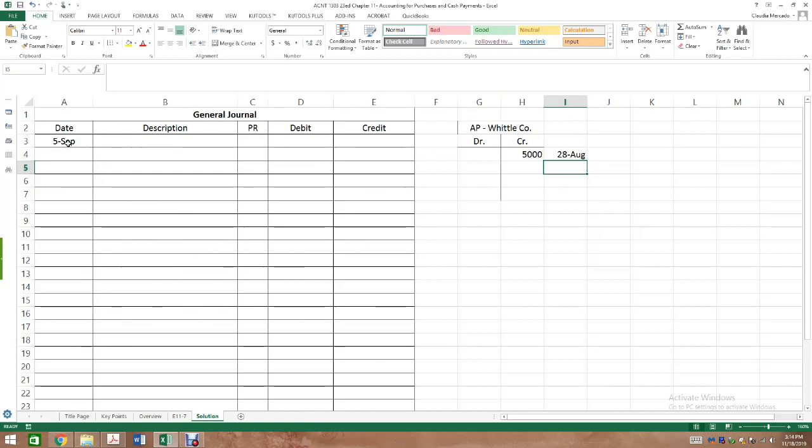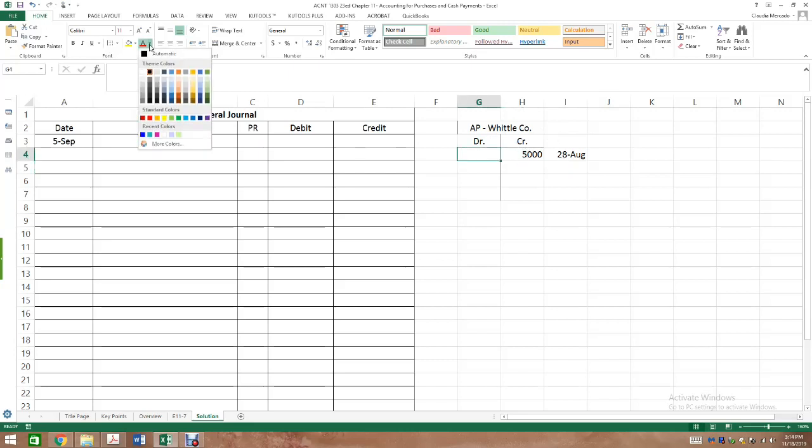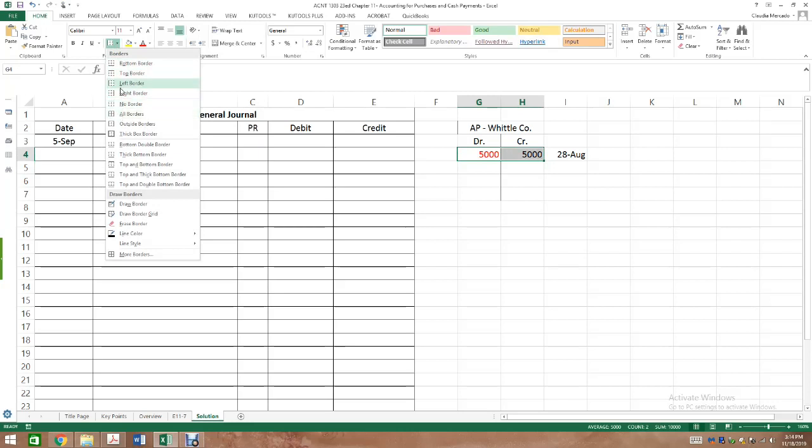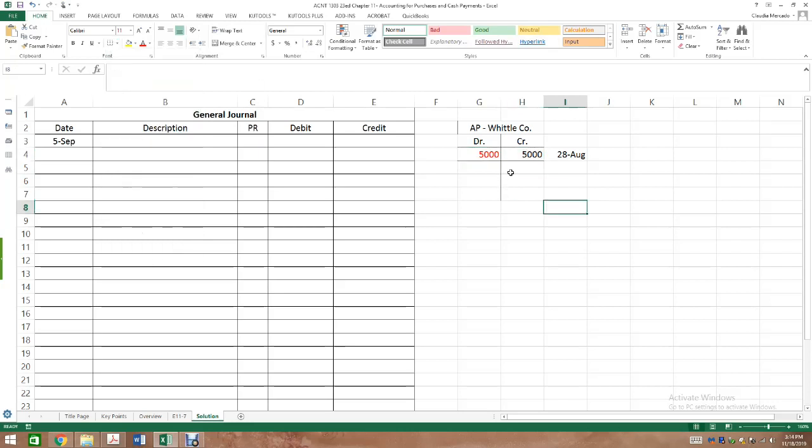Well, now we're September the 5th, and I'm paying what I owe. So if I need to clear my payable, what am I going to have to do? Well, I'm going to have to debit my account. And that way, my balance is now going to be 0. I have a 0 balance.